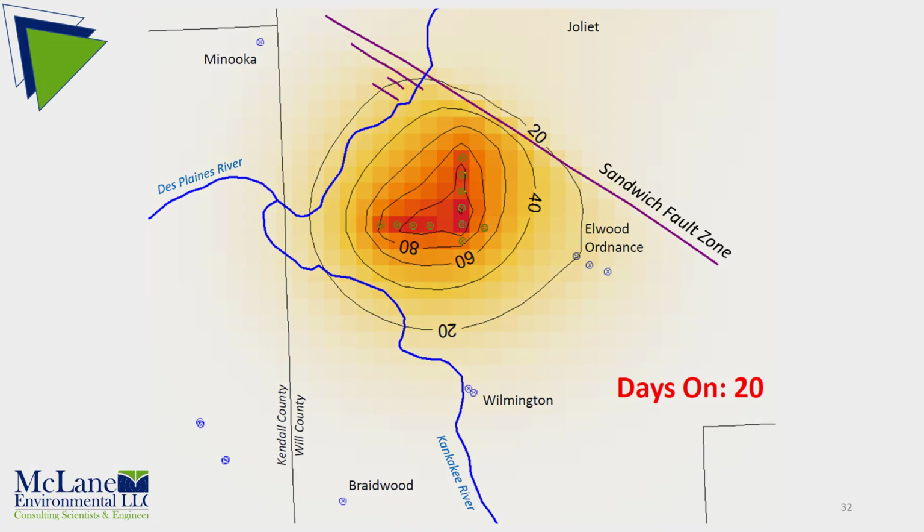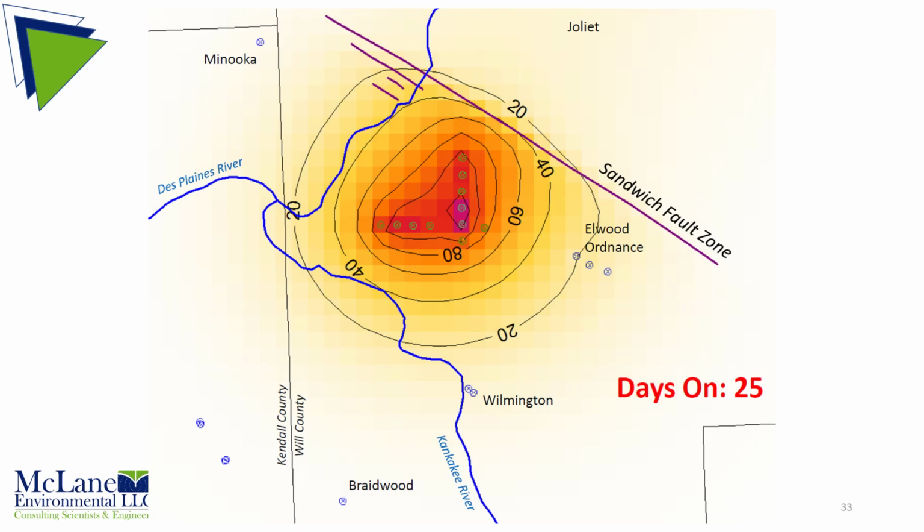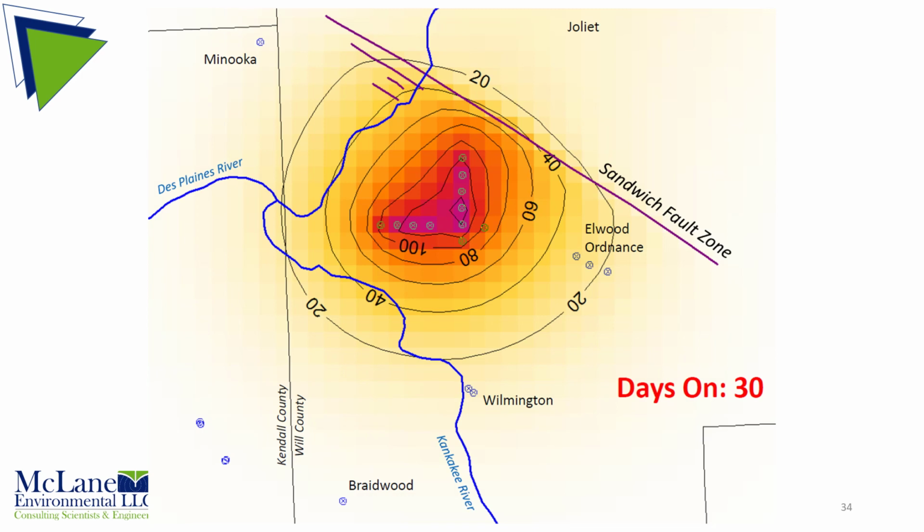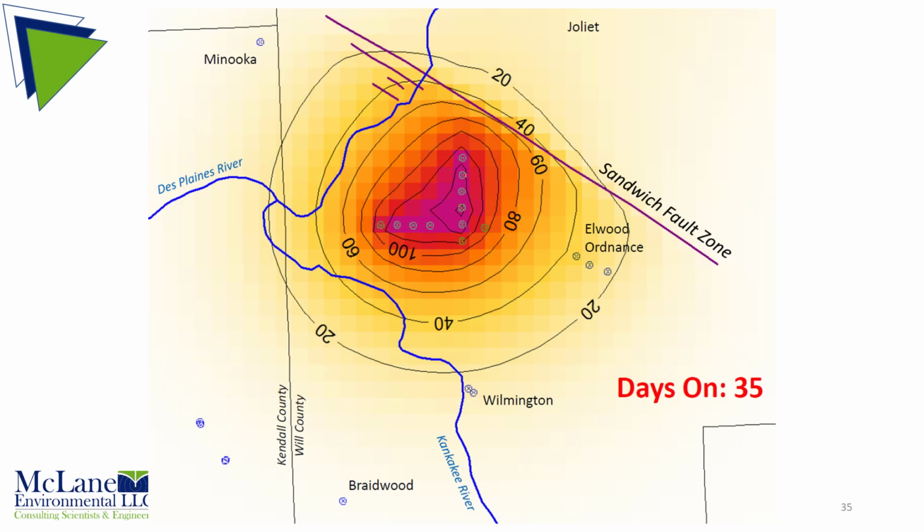20 days, 25 days, 30 days, and at the end of the test, after 35 days, there is about 45 feet of drawdown north of the fault and 60 feet of drawdown south of the fault. That is, there is a 15-foot drop in head across the fault.